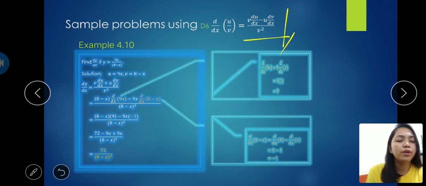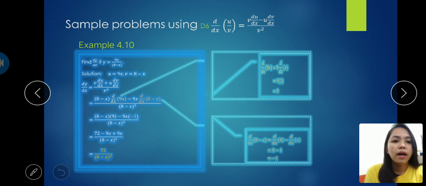So, sa numerator, we have v times the derivative of u with respect to x minus u times the derivative of v with respect to x, all over v squared. So, first, we have to identify which is u and v. So, si u is yung whole expression sa numerator natin, which is 9x. And then, v is the terms naman sa denominator. So, it is equivalent to 8 minus x.